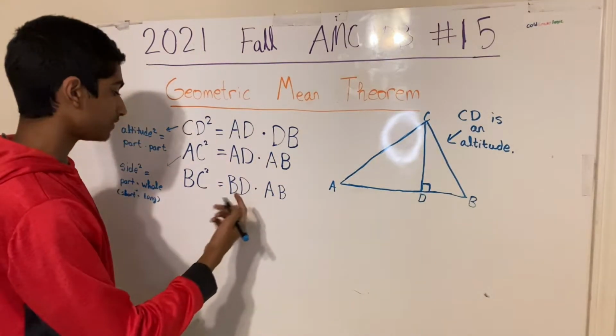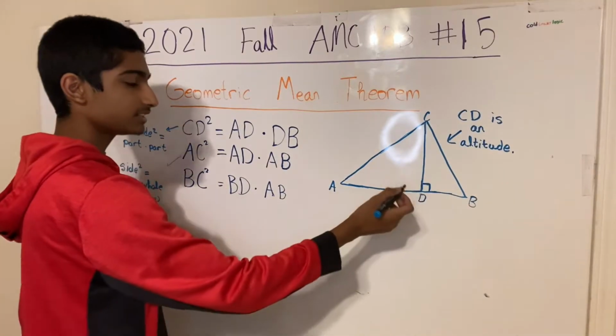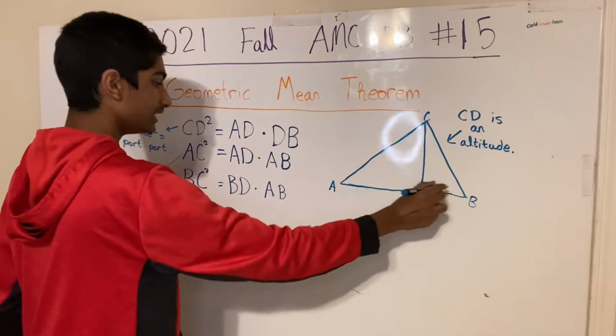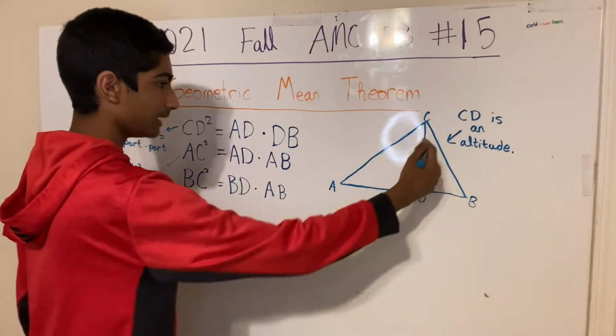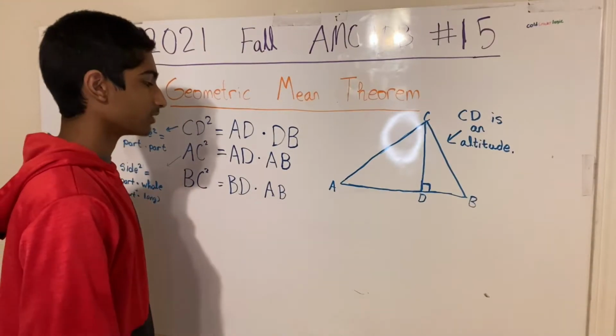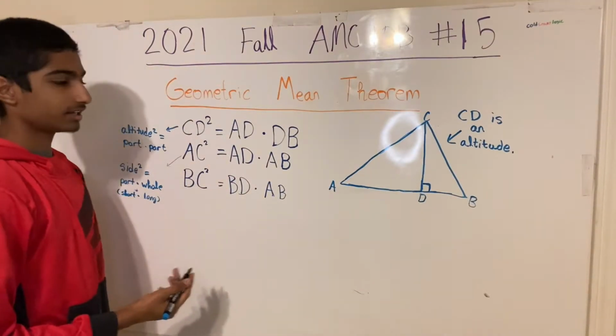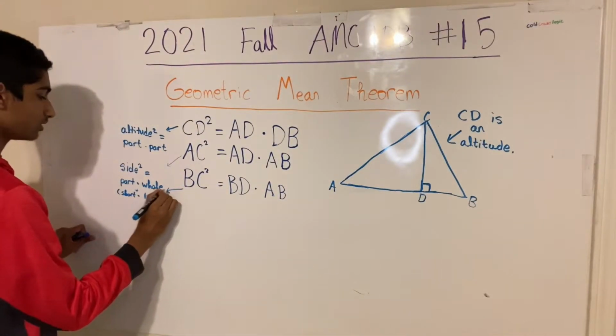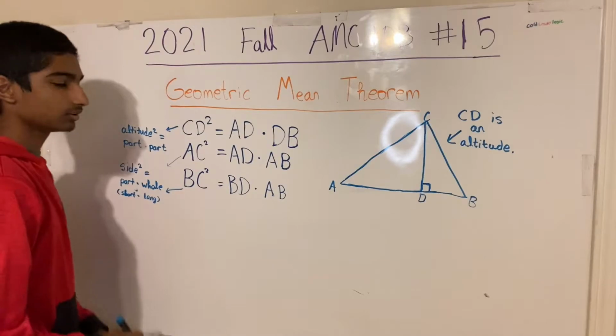Okay, let's look at the final one we have here. So this one is saying BC squared, which is one of the sides again, is equal to BD, part of the base that's opposite to it, times AB, the whole base, like I said before. So this one works the same way, it's just the other side. So it's basically the side squared is equal to part times whole, or short times long.